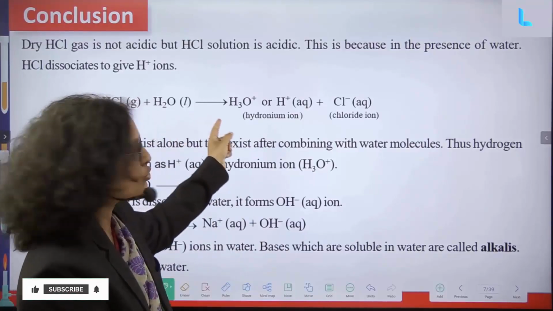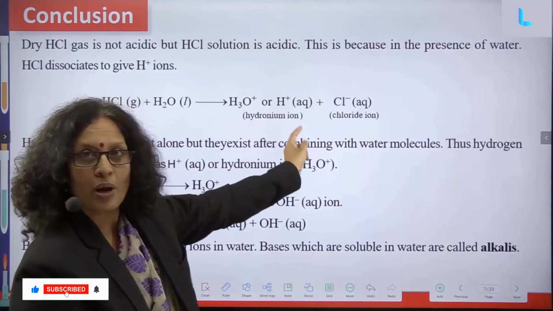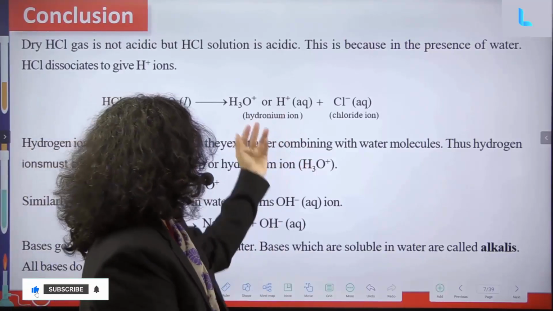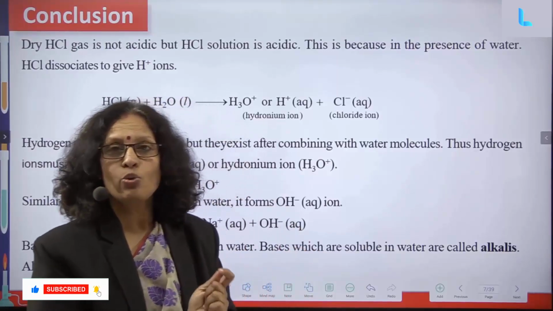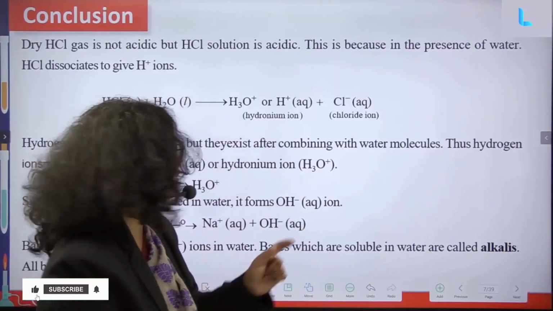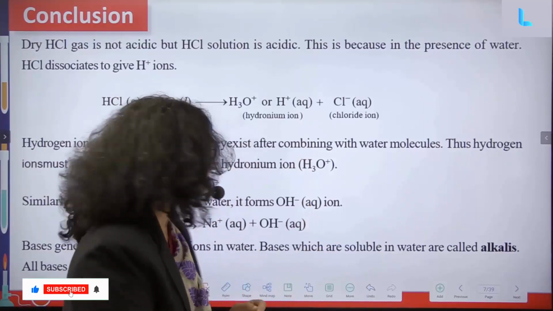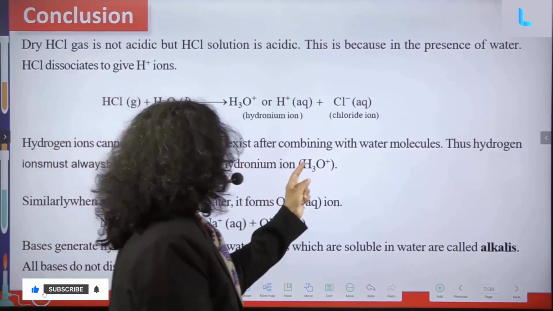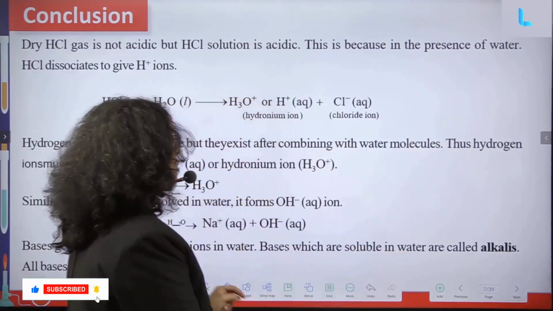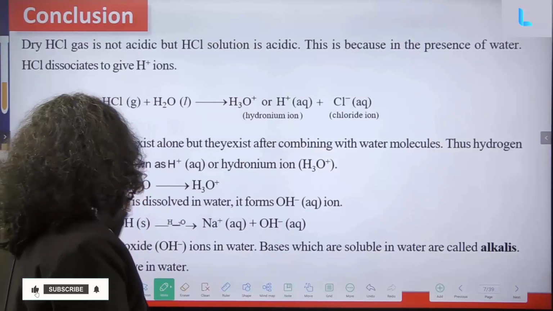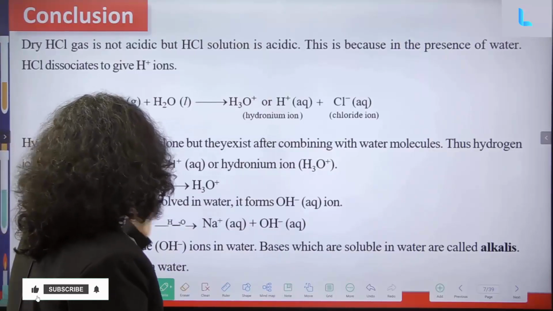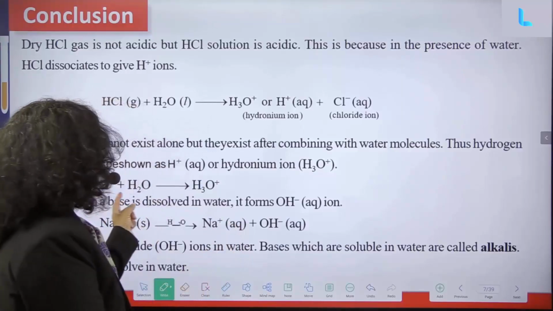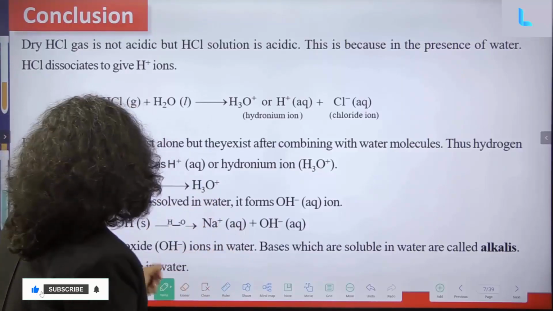Now HCl plus H2O, you are getting H3O+, which is called the hydronium ion, and H+(aq) plus Cl-(aq). The aq is used for aqueous solution, meaning in water. Hydrogen ions cannot exist alone, but they exist after combining with water molecules. Thus hydrogen ions must always be shown as H+ or H3O+. H+ reacts with H2O and you get H3O+.